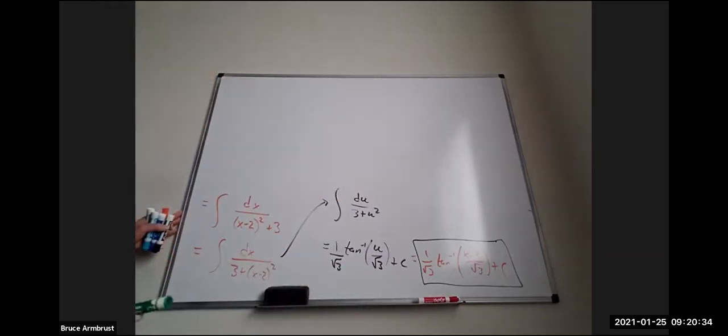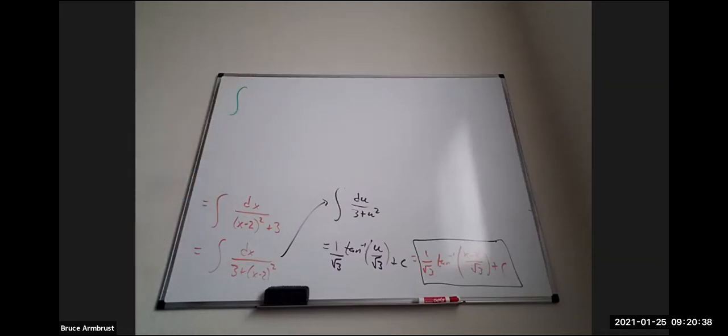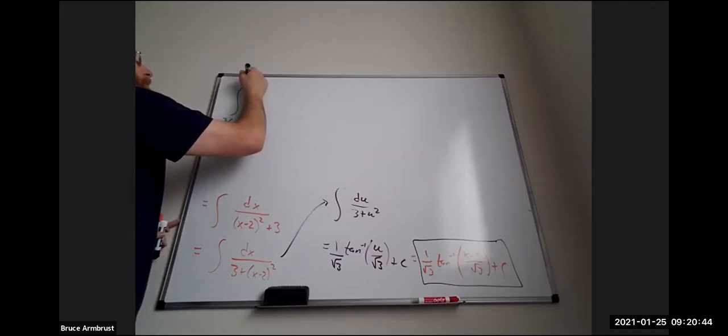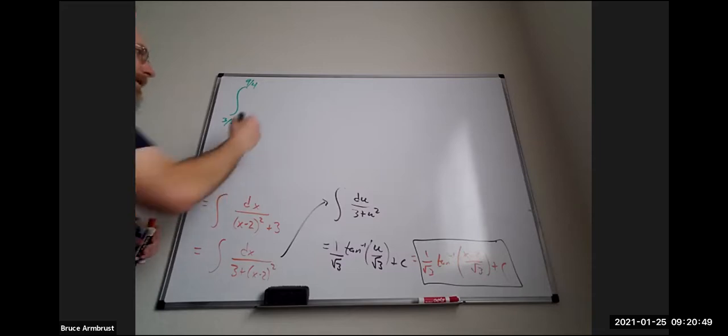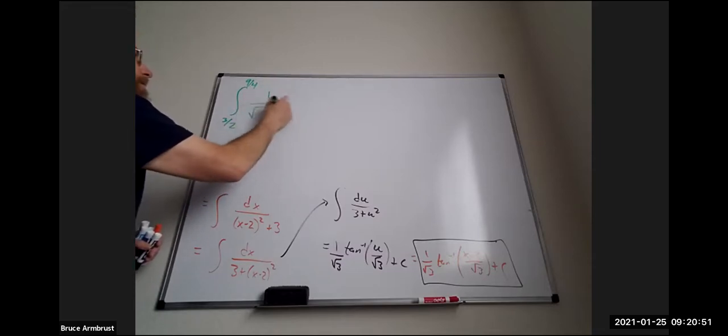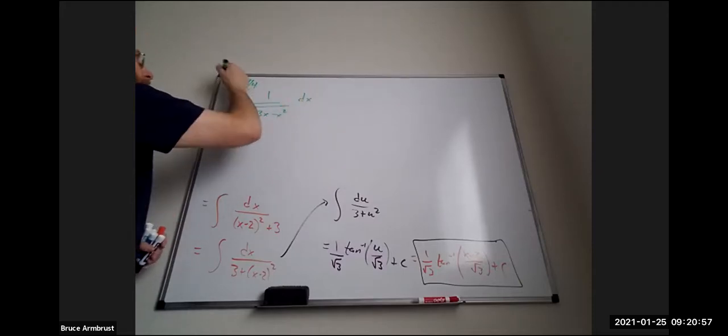All right, so how about this? Let's make it a definite integral. So we'll put some bounds on here. And our definite integral here, we're going to go from 3/2 to 9/4. And then what we're going to be integrating is 1 over the square root of 3x minus x squared dx.